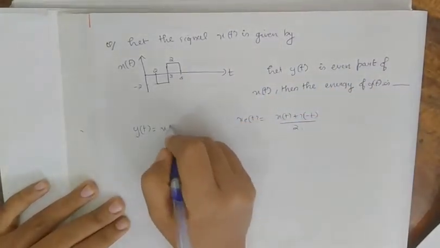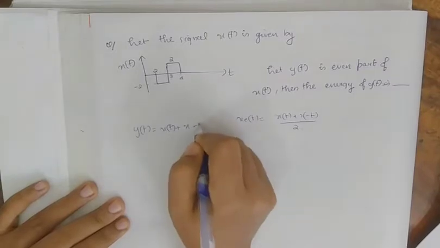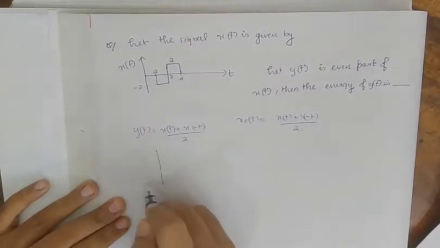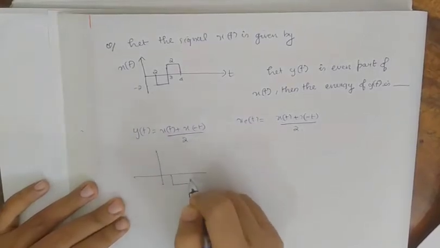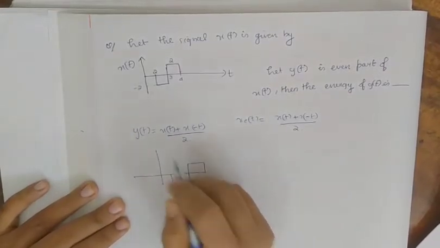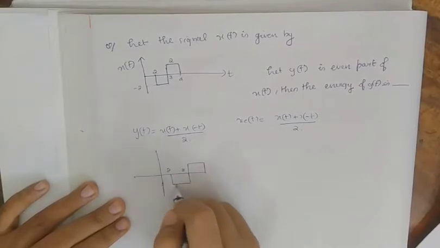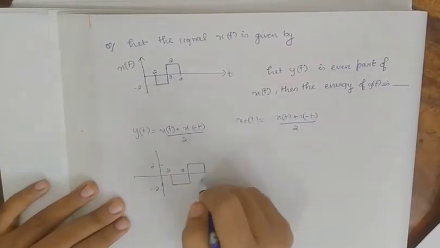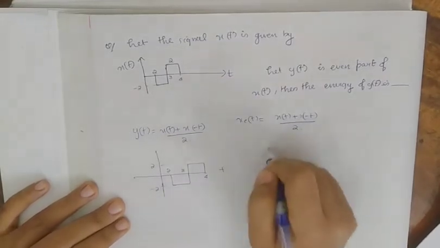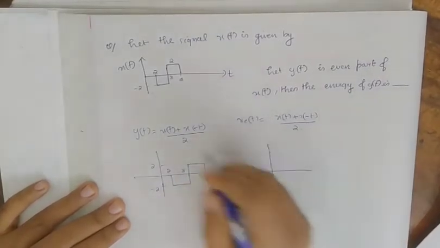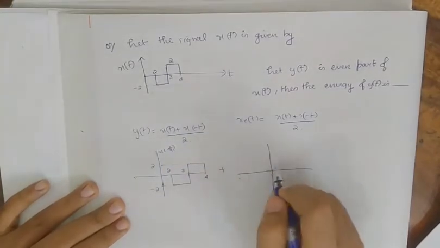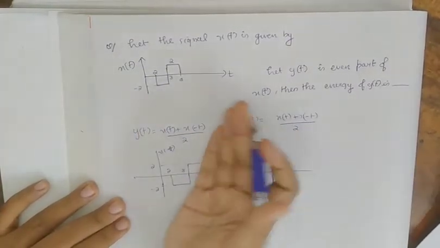So we'll write y of t is equal to x of t plus x of minus t divided by 2. So what is x of t? I'll draw x of t over here. We'll get 2, 3, minus 2 and here it is 2, right? 3, 4 plus x of minus t. X of minus t means its mirror image. We have to take its mirror image. So how will it look like? It will come over here.